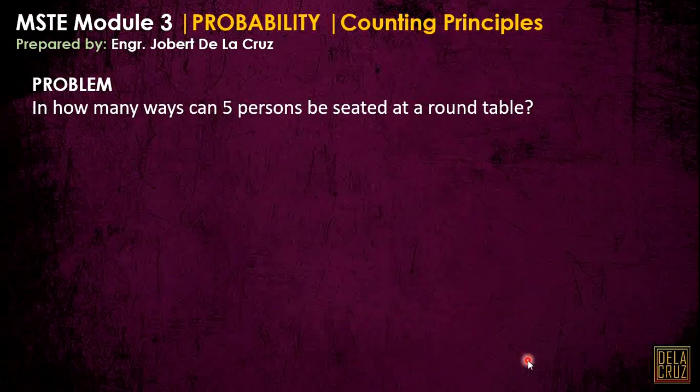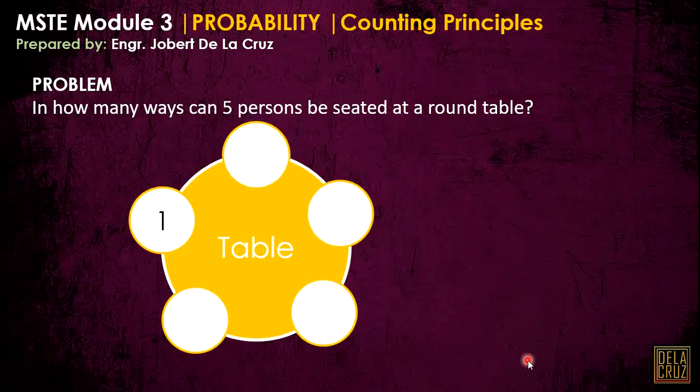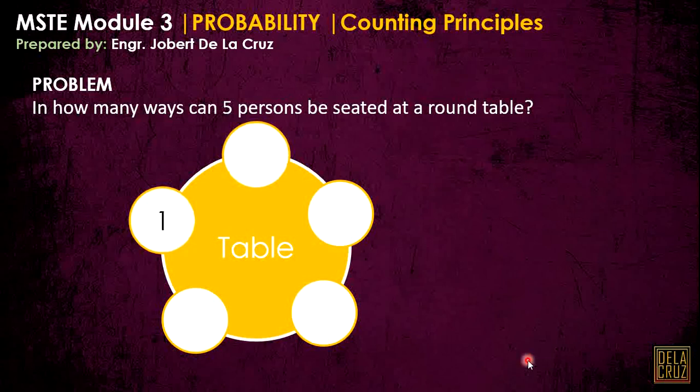Okay, how about this? In how many ways can 5 persons be seated at a round table? Okay, round table naman. If this is the round table, these are the seats natin. Okay, let me just go back. So, unlike sa row, guys, tingnan nyo. In a round table, wala pa tayong exact arrangement, wala tayong identity kung saan tayo magsa-start. Let's say, this is our 1.